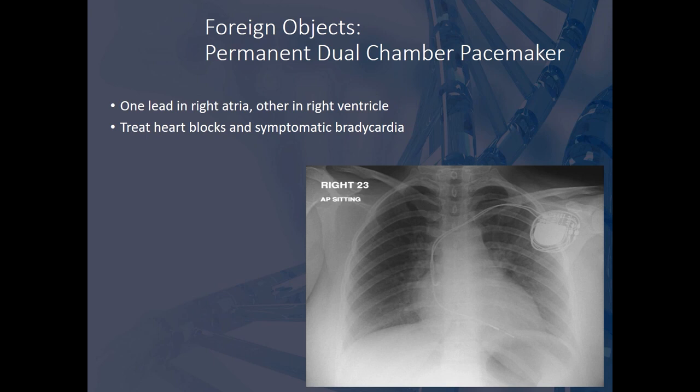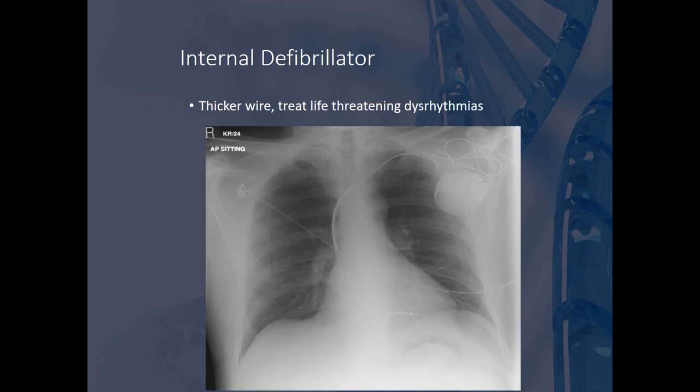So we're looking at foreign objects or indwelling lines. Here we're looking at a pacemaker. These treat heart blocks, symptomatic bradycardia, various heart pathology. Differentiating this from an internal defibrillator treating life-threatening arrhythmias, the wire tends to be thicker in these. Placement can be slightly different.